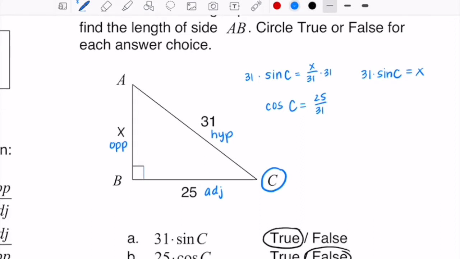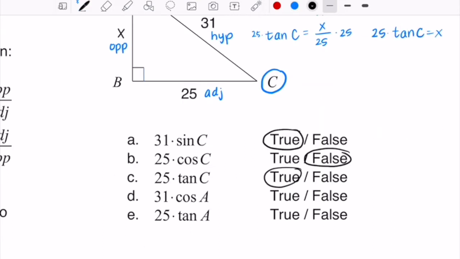The third one, letter C, says 25 times the tangent of angle C. And so let's see, for this one, tangent would be opposite and adjacent. So the tangent of angle C would be equal to opposite, so x over 25. And then to get the x all by itself, I would times both sides by 25. And so for this one, I would get 25 times the tangent of angle C is equal to x. And so looking at the way that answer C is written, answer C would be true because that's the correct expression.